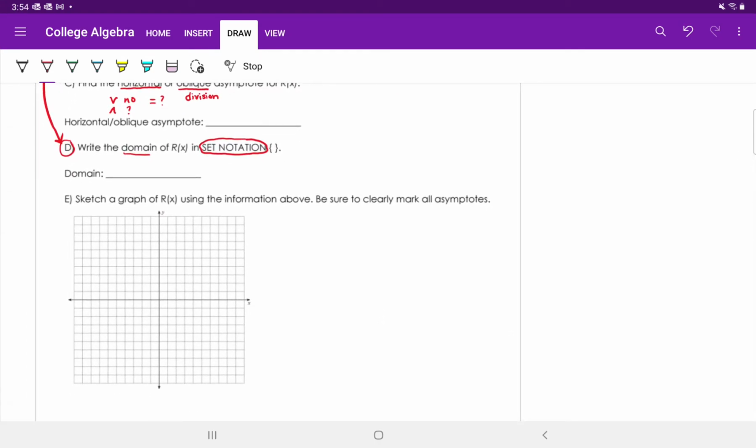Finally, you're going to use everything we learned from parts A through D to draw this. So make sure you mark your intercepts, make sure you mark your asymptotes, make sure your domain matches up, and if you need to get a clearer image of this graph, you can also find a few points, pick some x values, plug them in to find some y values to make sure that everything you're drawing matches up with our function.